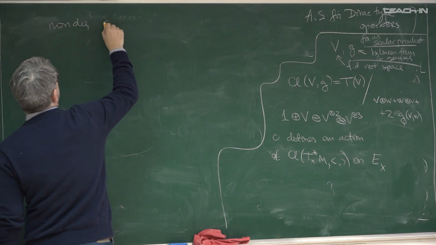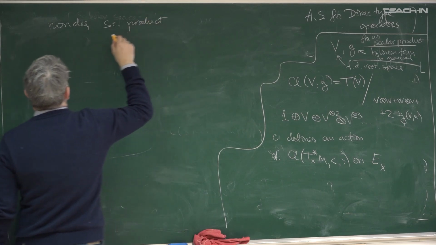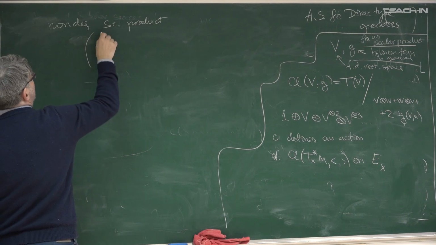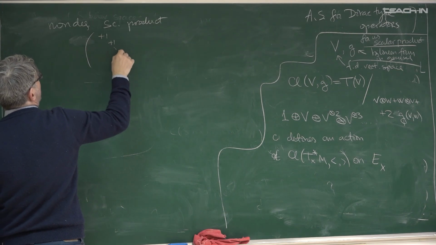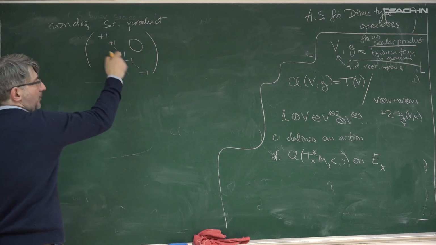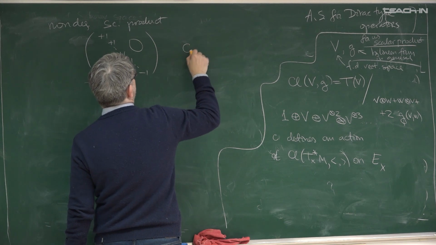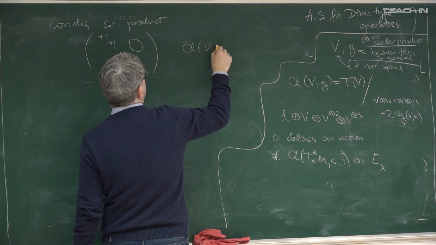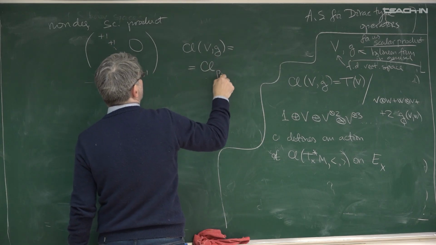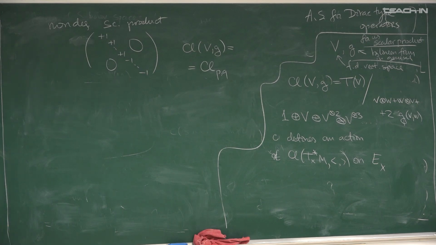A non-degenerate scalar product in certain bases can be written in the form, can be represented by the matrix with some pluses and some minuses. So the corresponding Clifford algebra is usually denoted by this simple symbol, because it does not depend on the choice.